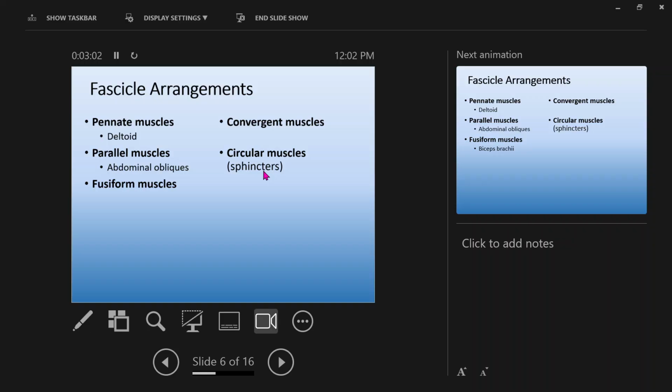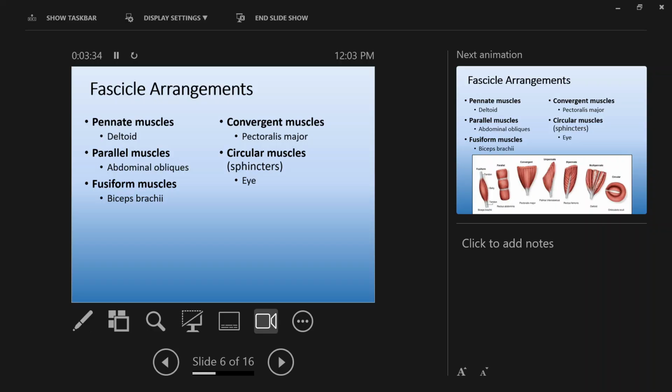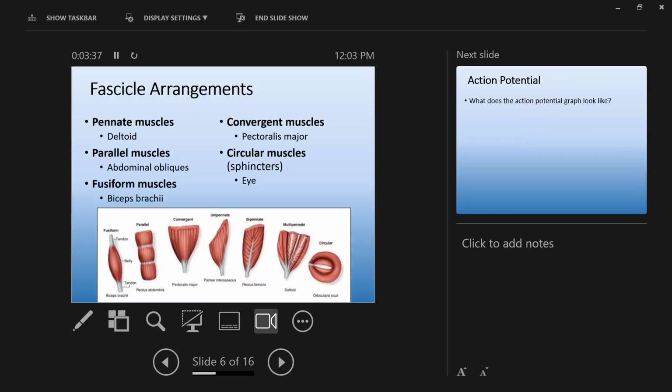Things like sartorius or gracilis. Those are also long, skinny muscles, but all of their fibers are running in the same direction. Fusiform, your classic muscle shapes of biceps, triceps, any of the muscles that we were looking at in the arm, those are all going to have that same structure. Convergent muscles, pectoralis major, broad connection all across the sternum and the clavicle, all of those fibers converging to a single point on the underside of the arm. And then I already mentioned the eye as an example of your circular muscles. Right? So the different ways in which we arrange these.